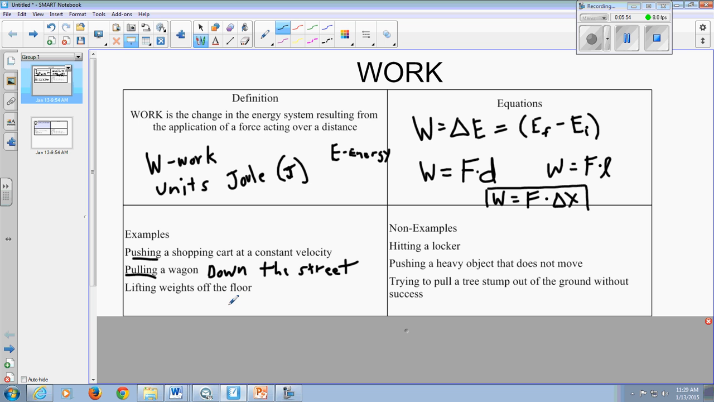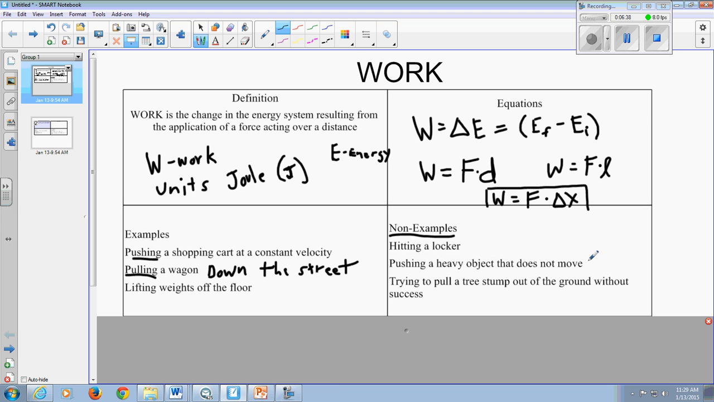Lifting weights off the floor. If you lift weights from the floor and lift them over your head, say, that's an example of work because you're applying a force. There's force interaction and there's a distance that the weights are moving. Non-examples: hitting a locker. Assuming that the locker doesn't dent, if you hit a locker, generally it doesn't move. Well, if it doesn't move, if it doesn't displace, then no work is done. Distance is zero, so there's zero work.